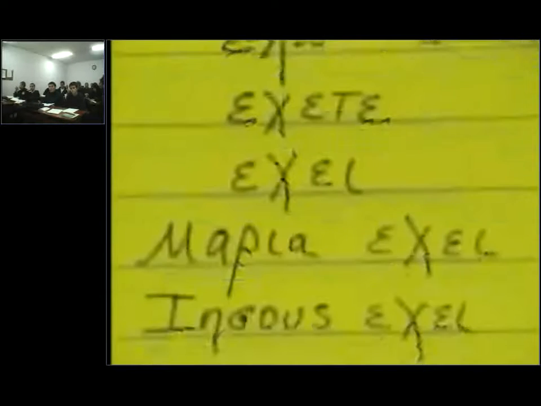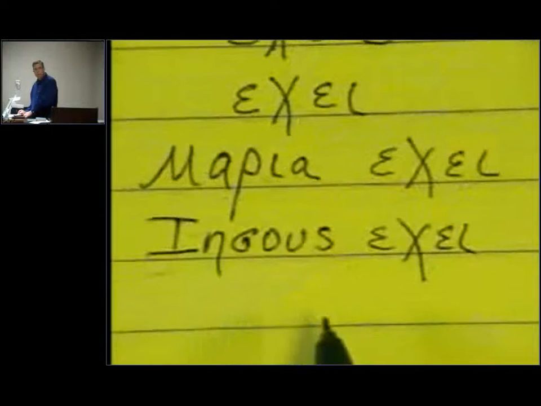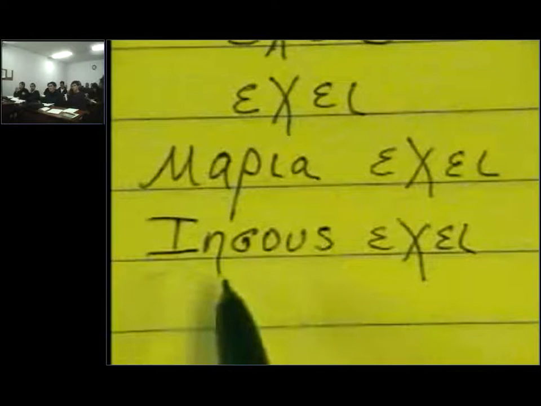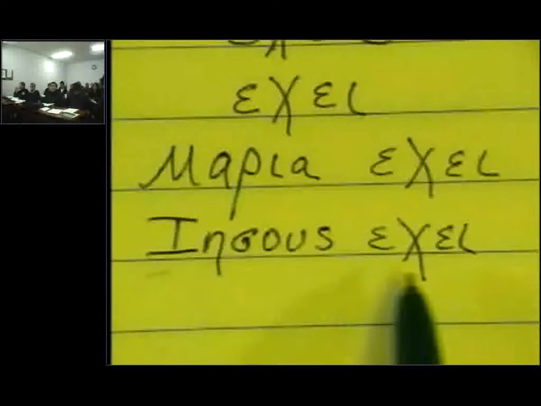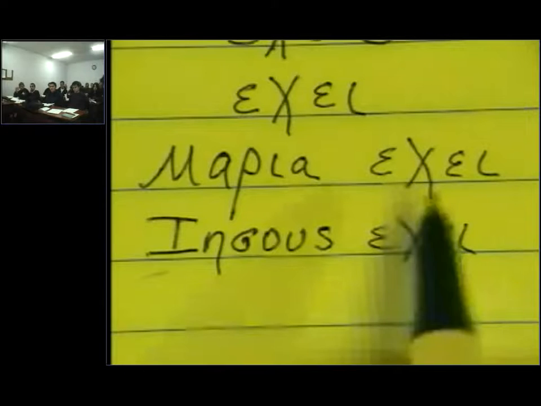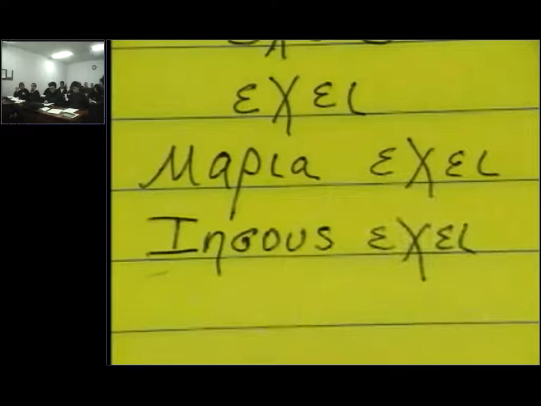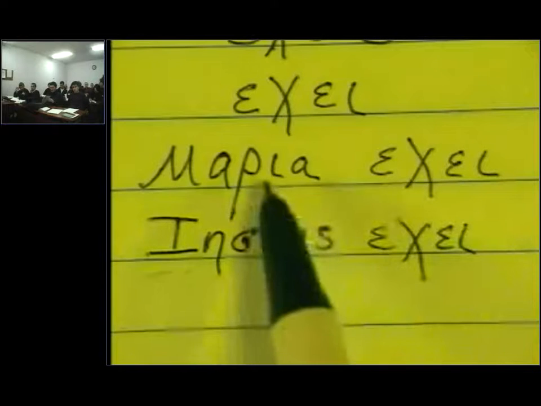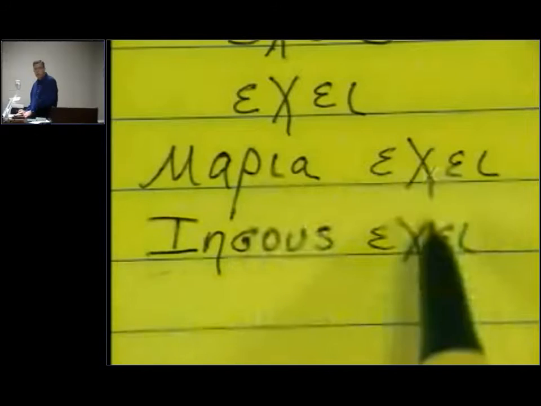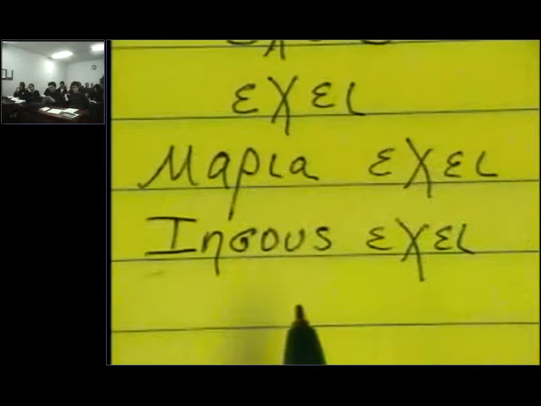But if we have Jesus has, then it's he has. But it's always third person singular. Whether it's a he or a she, it's just one person that has. Okay.